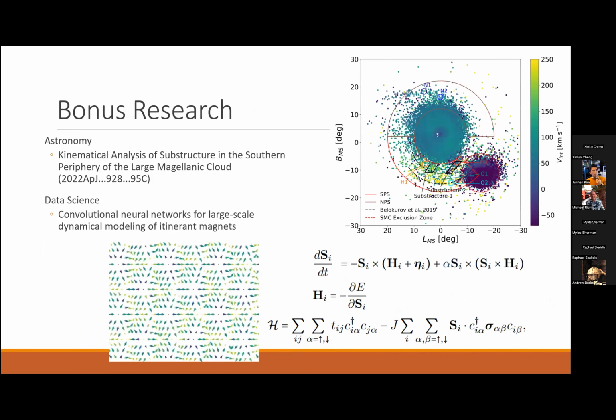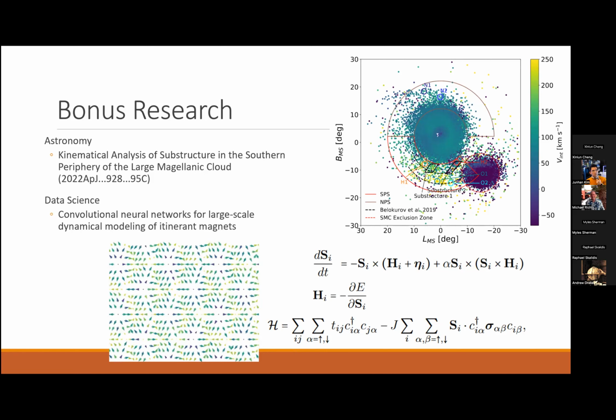Some other research I've done, also focusing on astronomy, is kinematical analysis of substructure in the southern periphery of the Large Magellanic Cloud. We discovered some kinematically interesting and distinct population at the southern periphery of the LMC, and they are likely due to the interaction between the LMC and SMC.